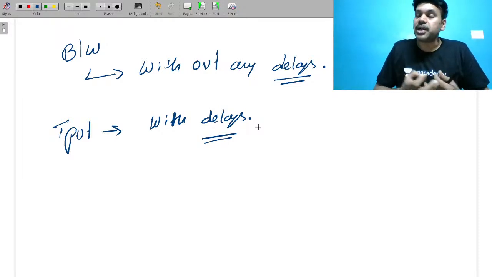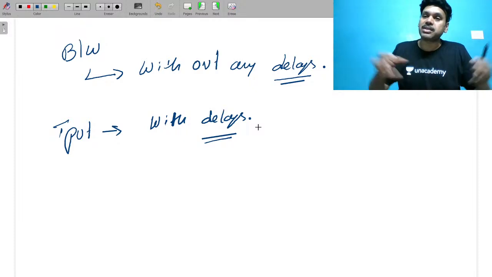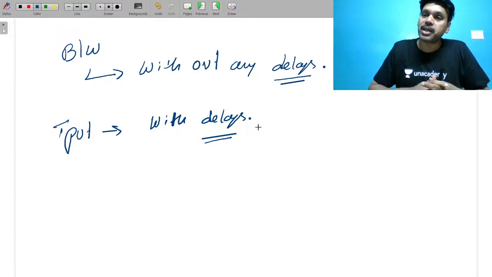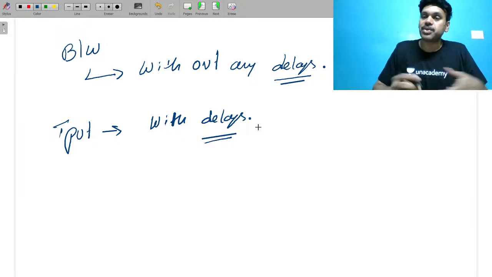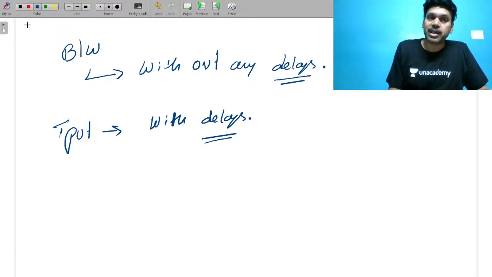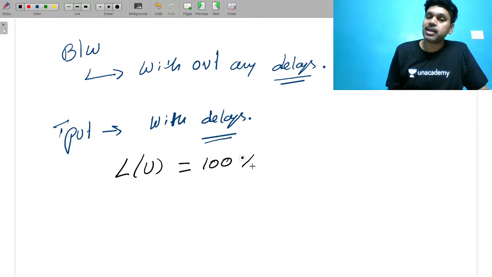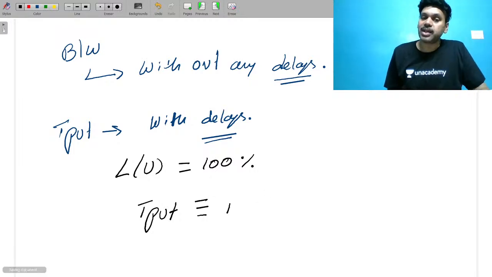If you get 100% efficiency, your bandwidth is exactly equal to your throughput. My dear friends, observe carefully what I said. The important point is that if your link efficiency is 100%, then my throughput is equal to the given bandwidth, since throughput is nothing but the actual transmission.